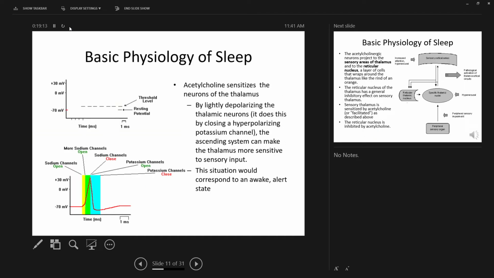So what does acetylcholine do? Acetylcholine sensitizes the neurons of the thalamus. So what this means is it lightly depolarizes the thalamic neurons. It does this by closing a hyperpolarizing potassium channel. Then the assisting system can make the thalamus more sensitive to sensory input. This situation should correspond to awakeness, alertness, being aware of what's going on.